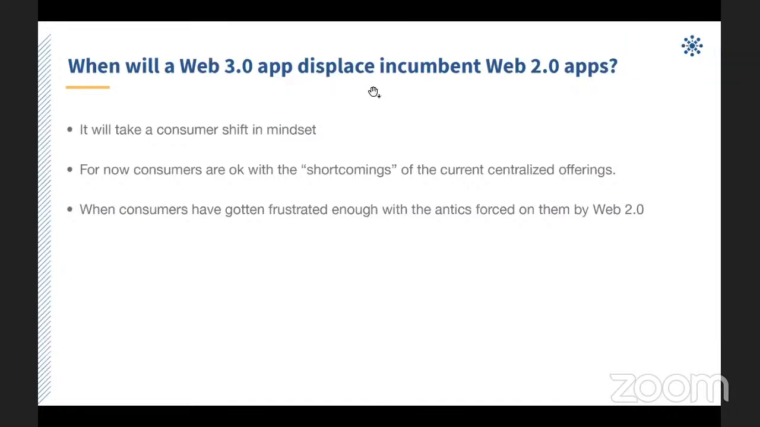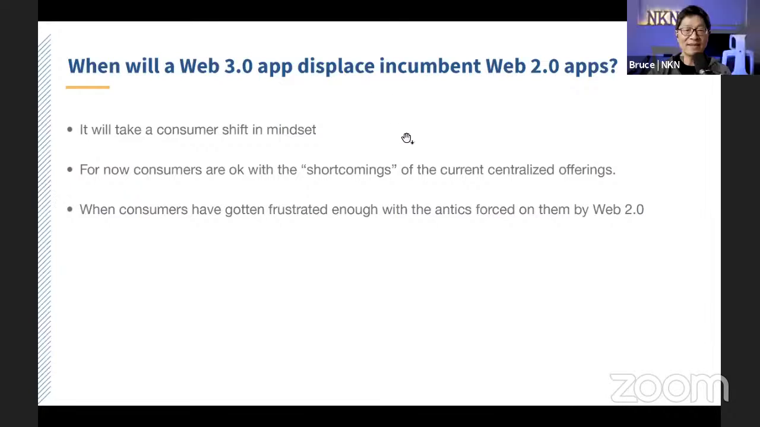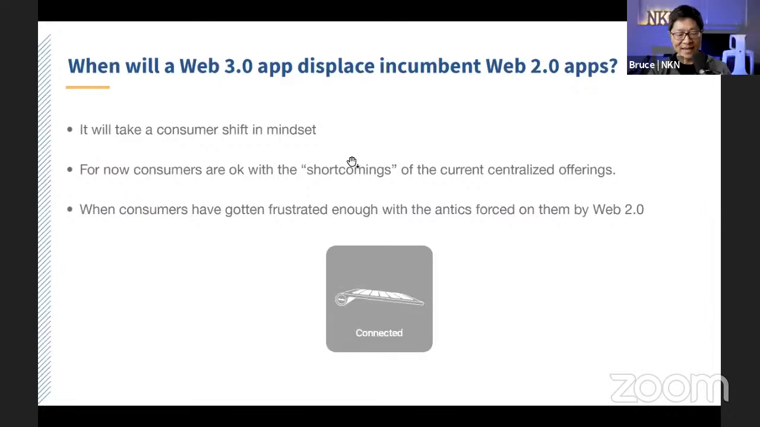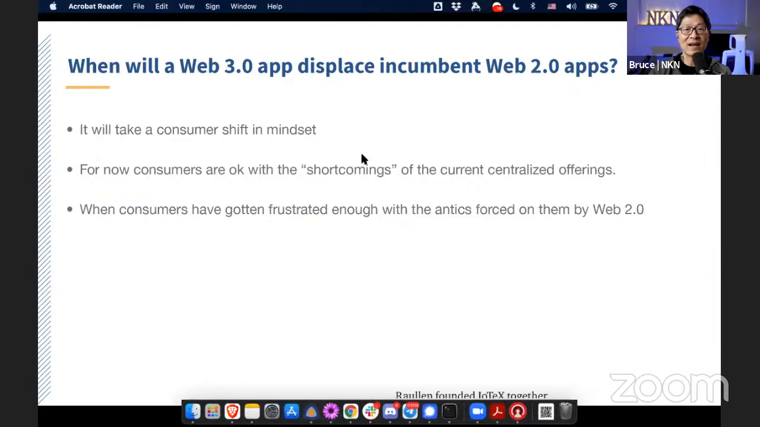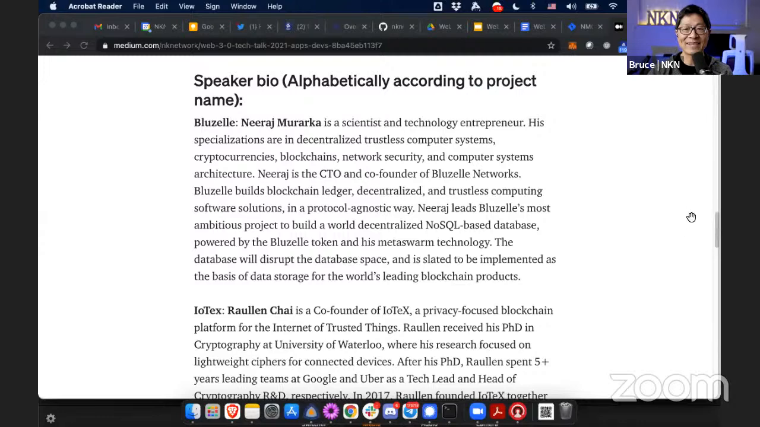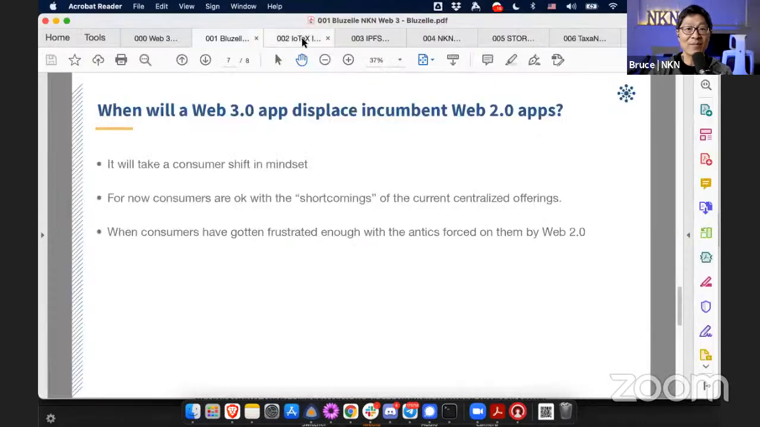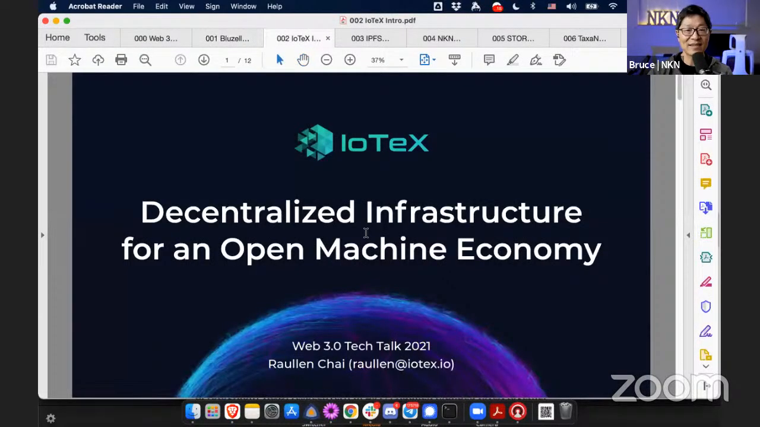So let me switch to the next slide. Raullen is CTO of IoTeX, and he has lots of experience in cryptography and also working at large Web 2.0 companies in the past. So let's hear him talk about IoTeX and how he's going to use decentralized infrastructure for an open machine economy.